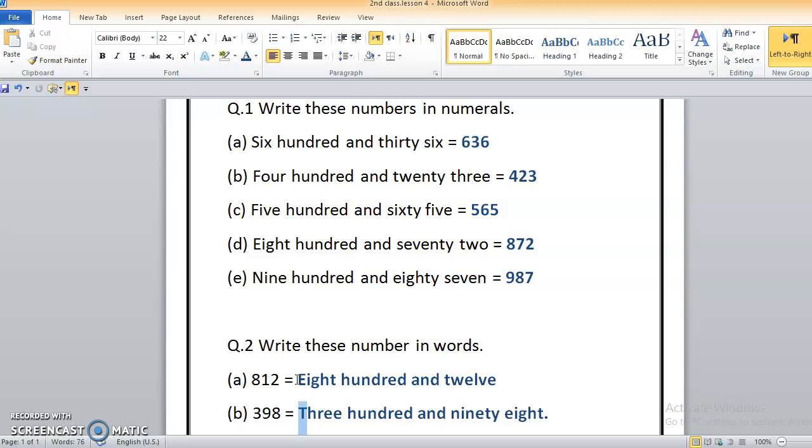Then comes 398. It is 300, so we write 3 first. The spelling of 3 starts with T, T-H-R-E-E, 3, then H-U-N-D-R-E-D, 300, and N-I-N-E-T-Y, 90, and E-I-G-H-T, 8. Why 398? Because the hundreds are 3, and 9 comes in the tens position, so we say 90, and the ones place is 8.